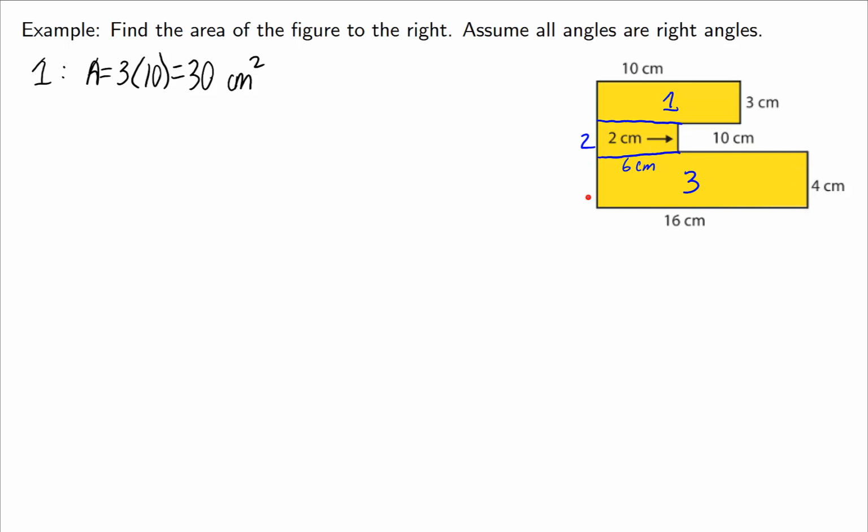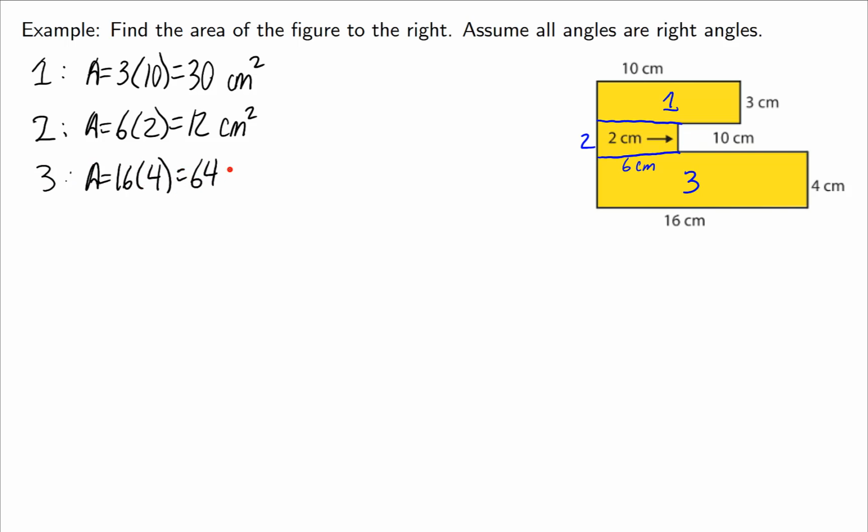up to 16. With that said, for region 2, the area would then be 6 centimeters by 2 centimeters, which is 12 centimeters squared. And for region 3, it's already given to us. This would be 16 by 4, which is 64 centimeters squared. Now, whenever you break up an area problem like this into pieces, at the end what we'll do is add them together. So our total area is 30 plus 12 plus 64, which is equal to 106 centimeters squared.